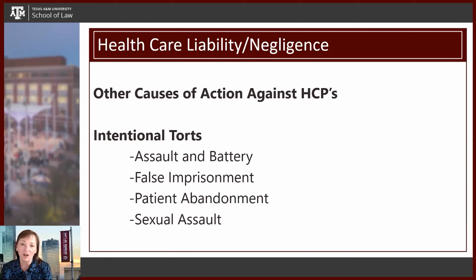And then sexual assault. Sexual assault is something that can be alleged against healthcare providers, and we've probably all seen news reports and articles in the media about this healthcare provider or that healthcare provider abusing patients when they were incompetent or possibly comatose, or in some other setting or situation that was inappropriate, and there's an allegation of sexual assault. So those are intentional type torts.